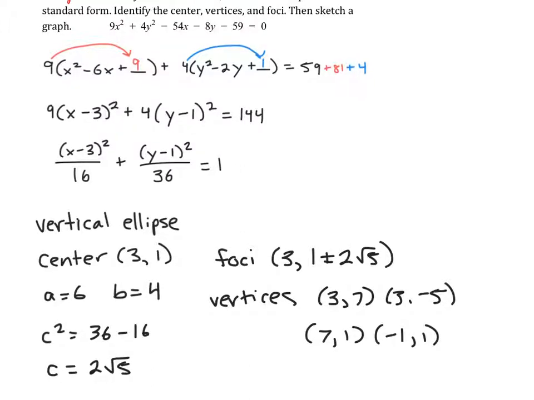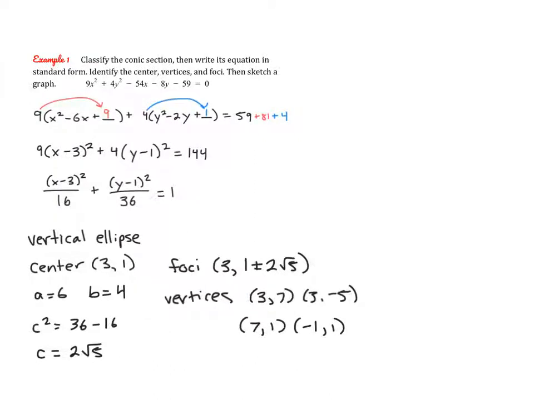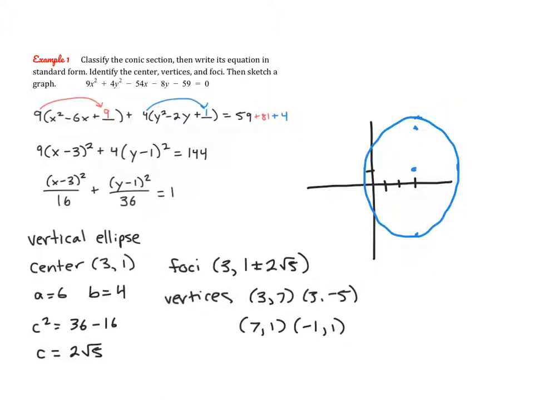So now we have all of the information that we would need to graph. So let's go ahead and sketch out a graph over here. This is just going to be a really rough sketch. We have a center at (3, 1). Then I would go up 6, plot a point, down 6, plot a point, right 4, plot a point, left 4, plot a point, and then do your best to connect them to look like an ellipse. And then I know that my foci would be here and here. So that is all for our ellipse.